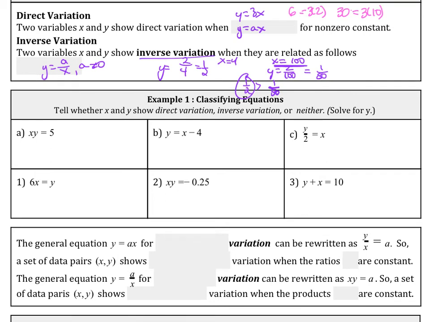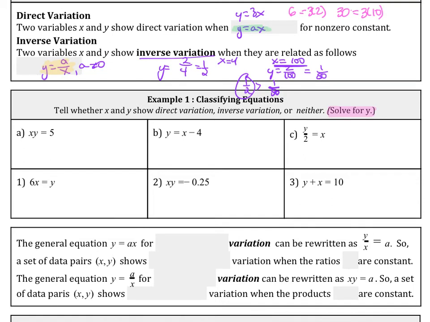Now we're going to tell whether x and y show direct variation, inverse variation, or neither. So what we're going to do is solve for y. That's what I would hint at. Solve for y to help us out because we want it to look like the equations up at the top. We want it to look like either y equals a x or y equals a over x. And if it doesn't look like that, where it's dividing or multiplying, then it's neither.